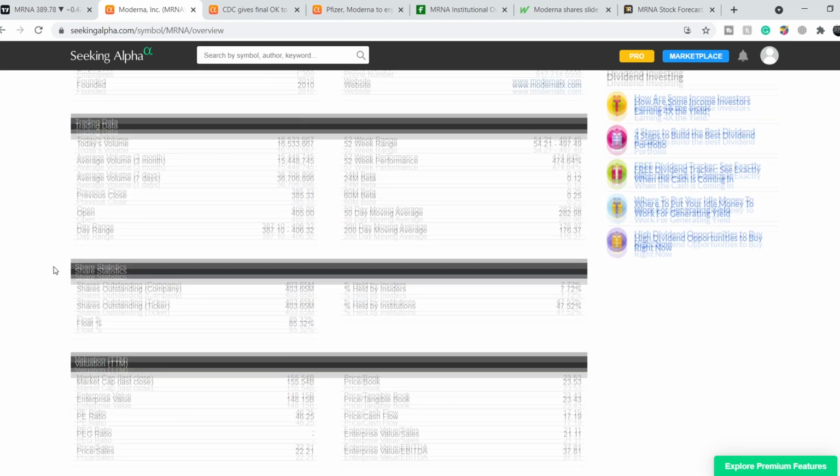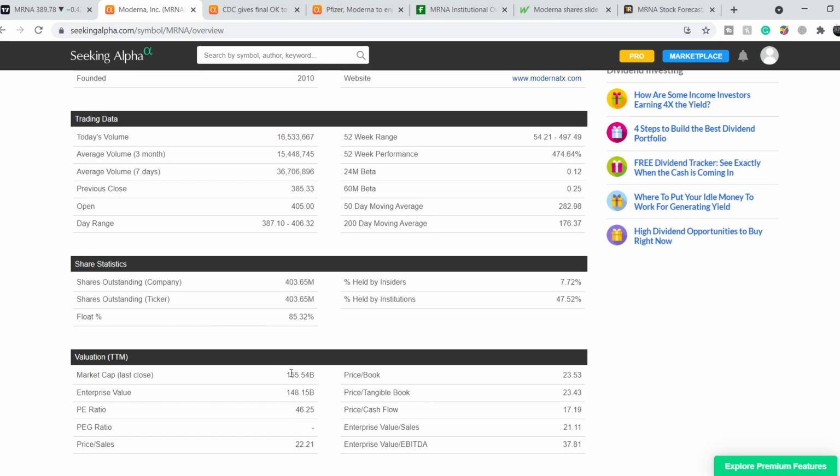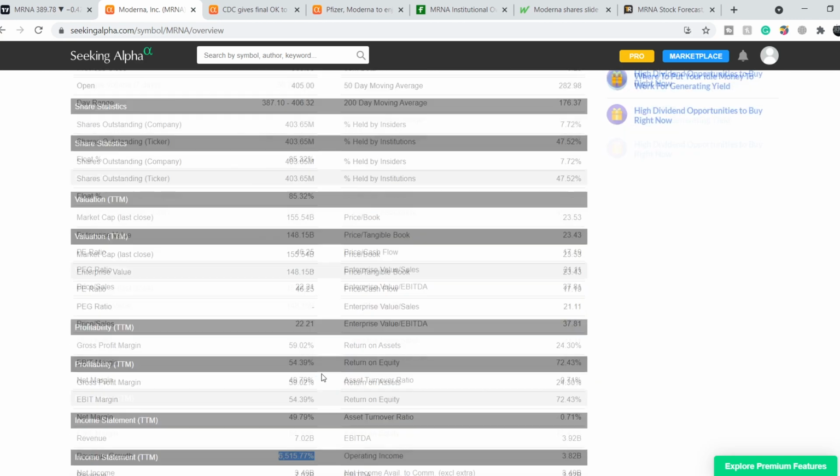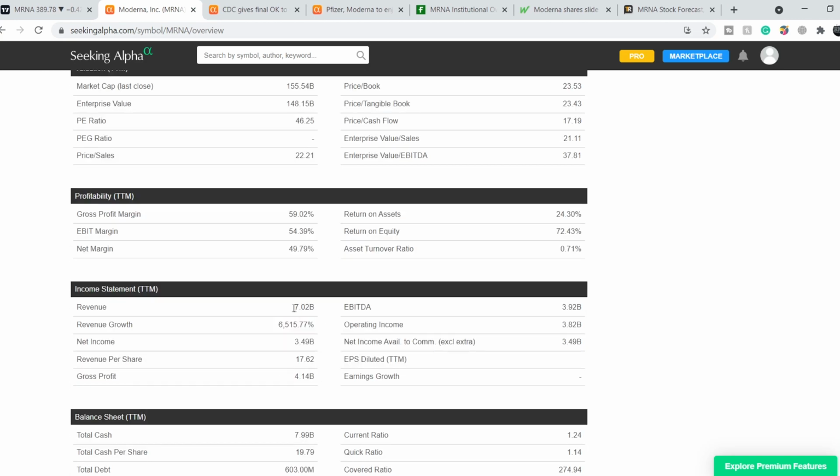And for now, this company has a market cap of $155.54 billion. They have a revenue of $7.02 billion with a net income of $3.49 billion. And this revenue growth is mind-boggling. But you have to be cautious with this type of numbers.